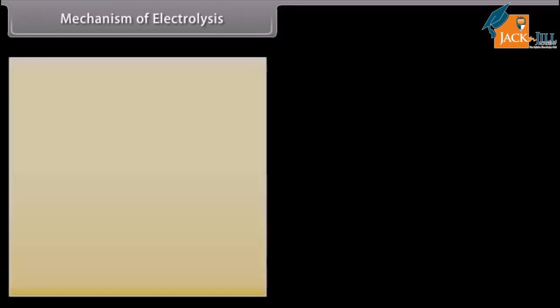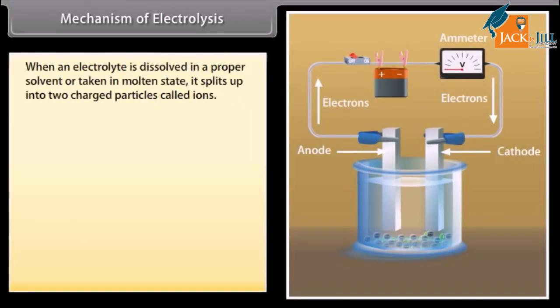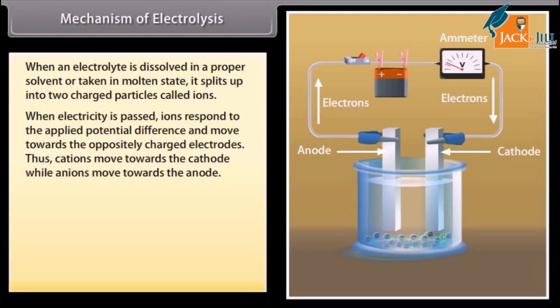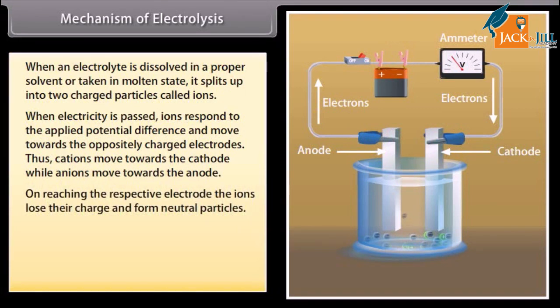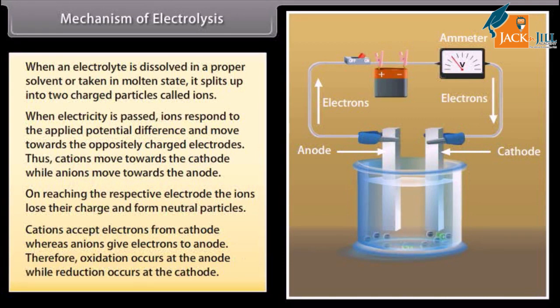Mechanism of electrolysis. When an electrolyte is dissolved in a proper solvent or taken in molten state, it splits up into two charged particles called ions. When electricity is passed, ions respond to the applied potential difference and move towards the oppositely charged electrodes. Thus, cations move towards the cathode while anions move towards the anode. On reaching the respective electrode, the ions lose their charge and form neutral particles. Cations accept electrons from the cathode, whereas anions give electrons to the anode. Therefore, oxidation occurs at the anode, while reduction occurs at the cathode.